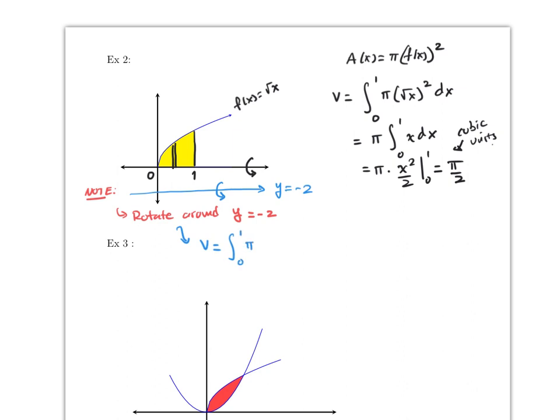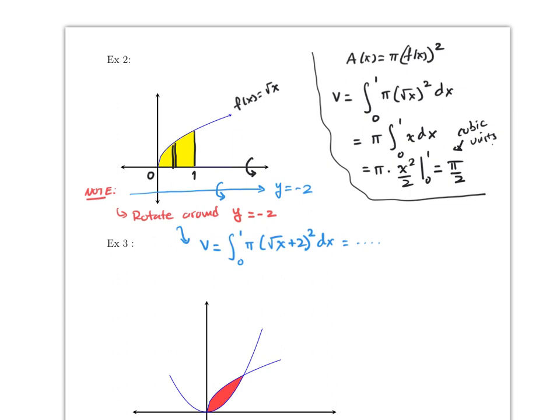You still have pi. But now the radius is going to be the square root of x, which is the distance between here and here, plus this distance, which is 2. So this will be square root of x plus 2, squared, dx. And then you just do the integral, which is pretty straightforward, and that will be the volume. So this is as complicated as it is getting for now, when you don't rotate on the x or the y axis.